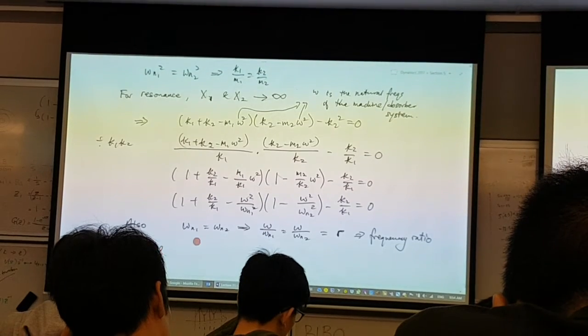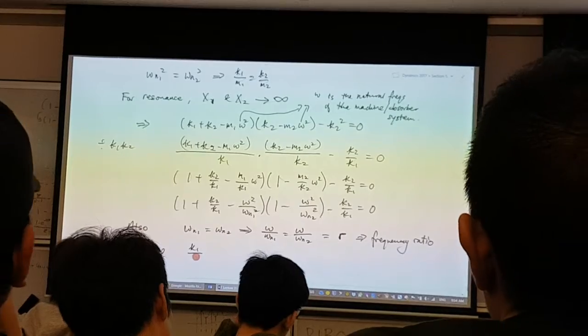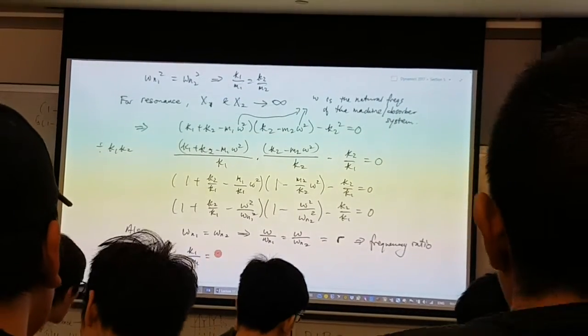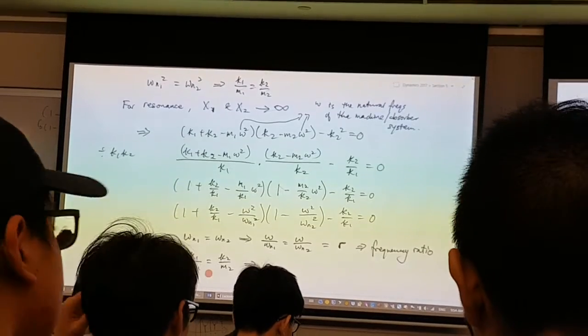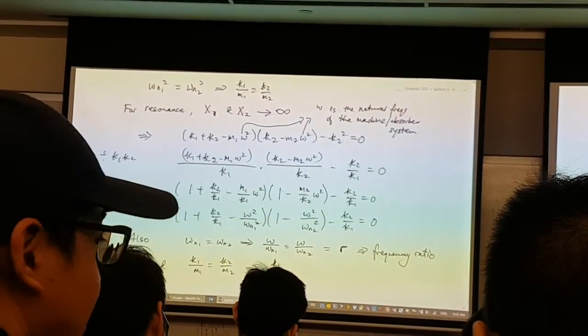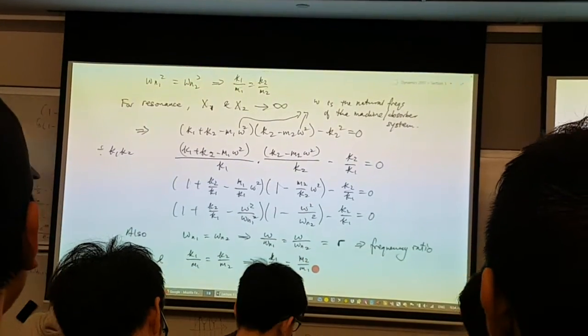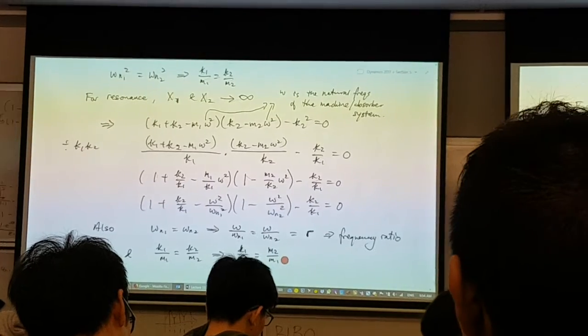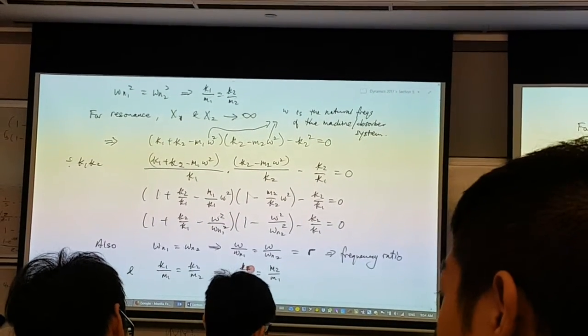The same thing, this expression k1 over m1 must equal to k2 over m2. So if I do that cross multiplication, I'll get k1 over k2 must equal to m1 over m2. Right, this is 2 and this is 1.